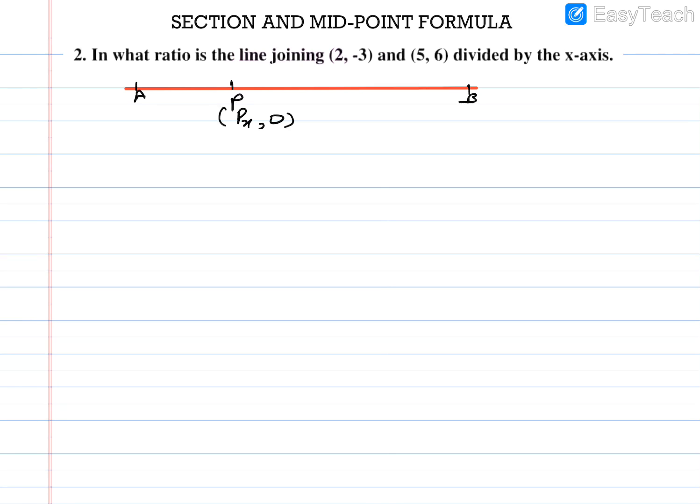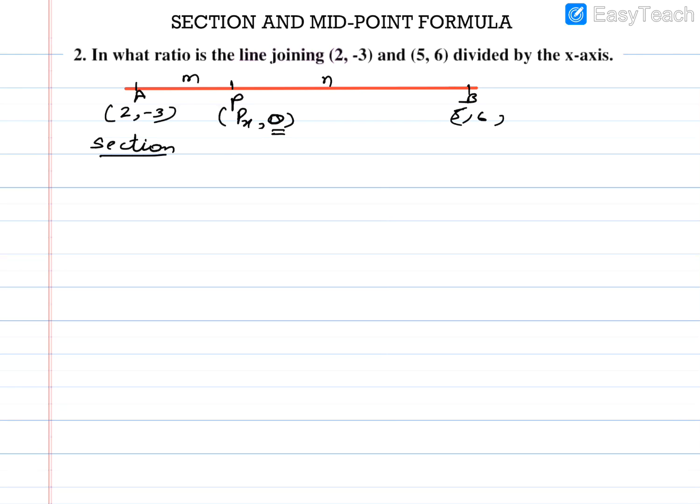What is A now? A is (2, -3). What is B now? (5, 6). Then they are asking the ratio. I will write the ratio m and n. Now what is the formula for the section formula? I will use the value 0, because with the help of this 0 I can find m and n.